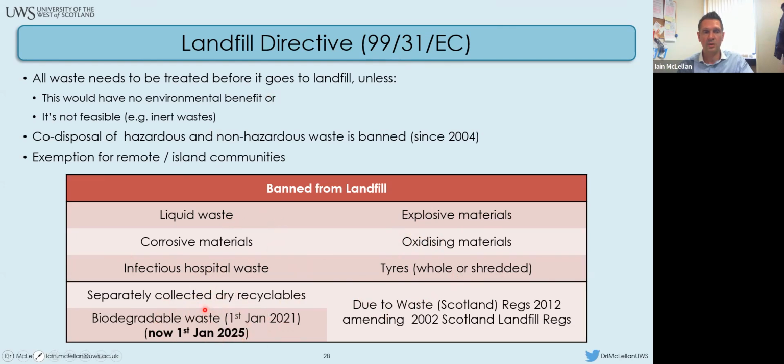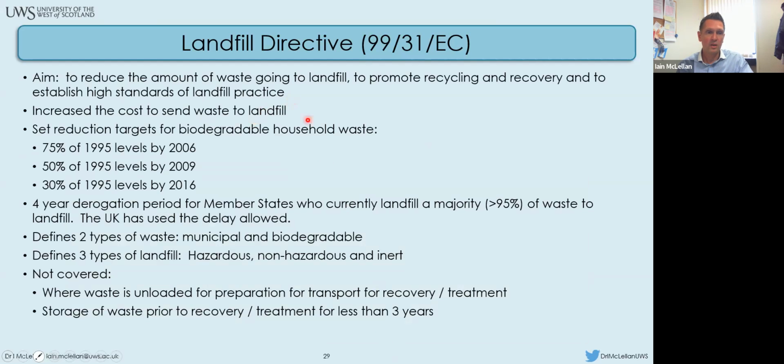So biodegradable waste up here is banned from the 1st of January 2025. So biodegradable stuff like food waste from businesses needs to be kept and treated with themselves. The UK had different types of targets to set. We have different types of waste, municipal and biodegradable, and we've got different landfill, hazardous, non-hazardous, and inert, and we'll look at what these are soon.